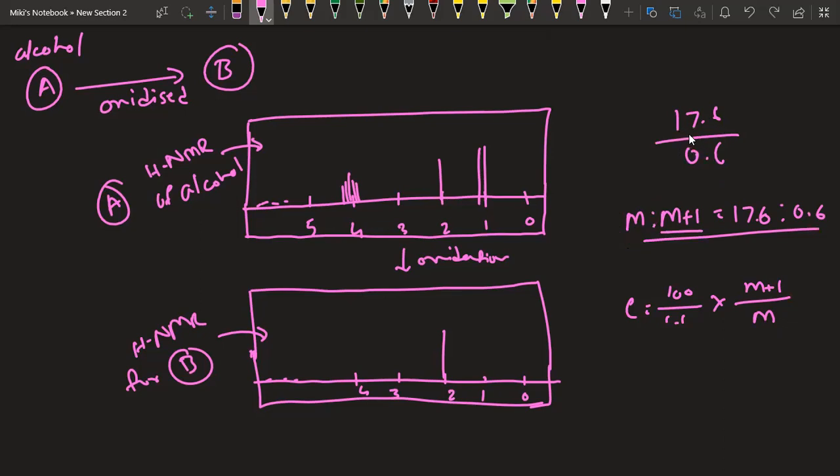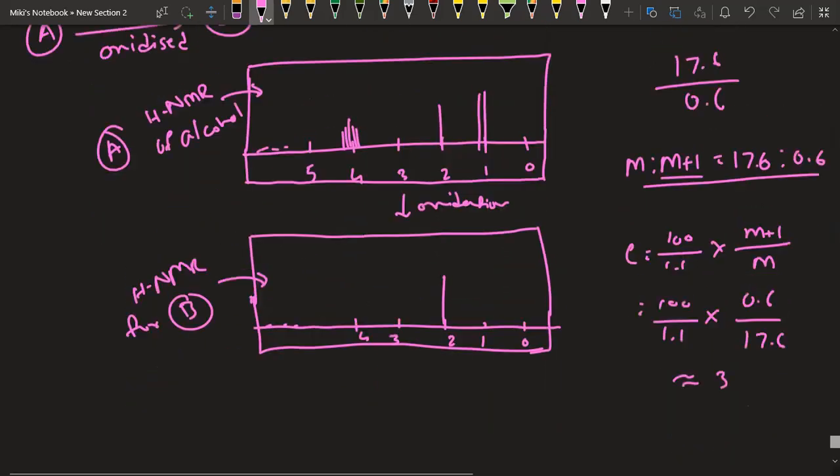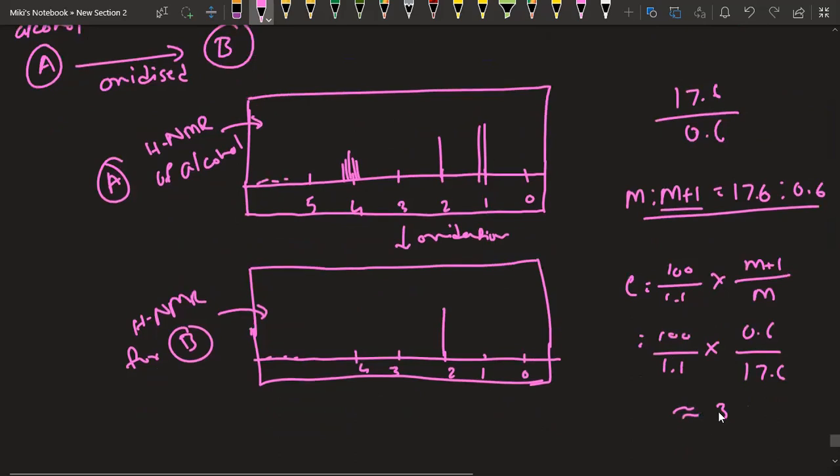That resides in the numerator, okay? But we need it the opposite way. That means we just need to flip the values. So 100 over 1.1 times 0.6 over 17.6, which should give us an approximate value of 3. Now we know that there are 3 carbons in total. This is the M to M plus 1 for our alcohol being given.